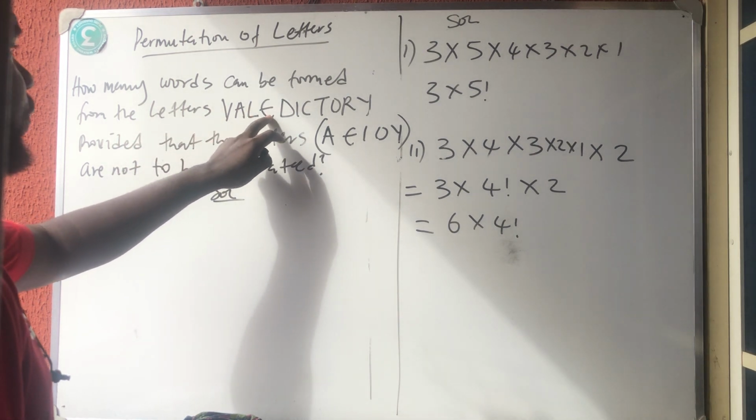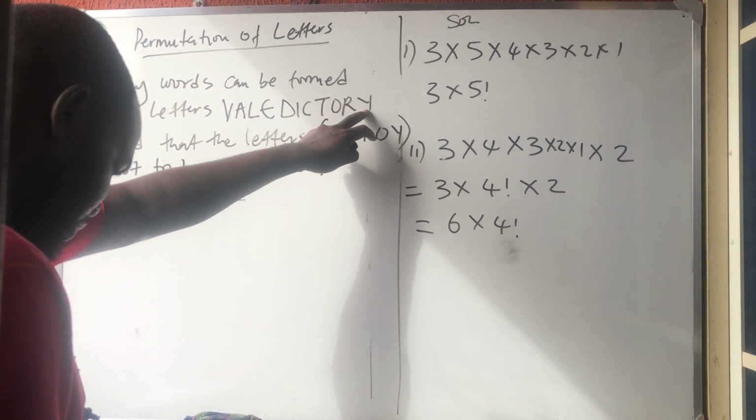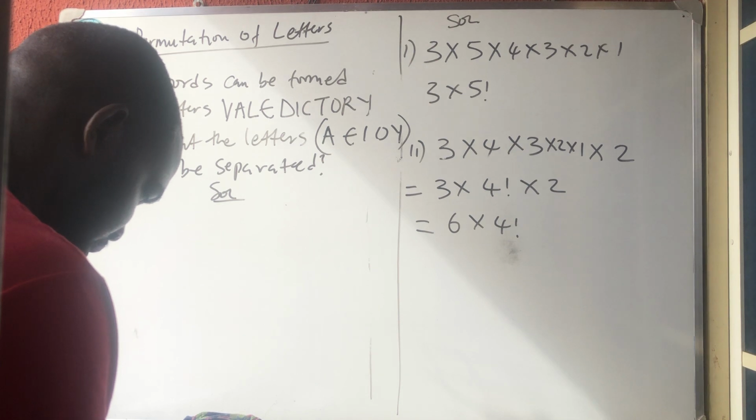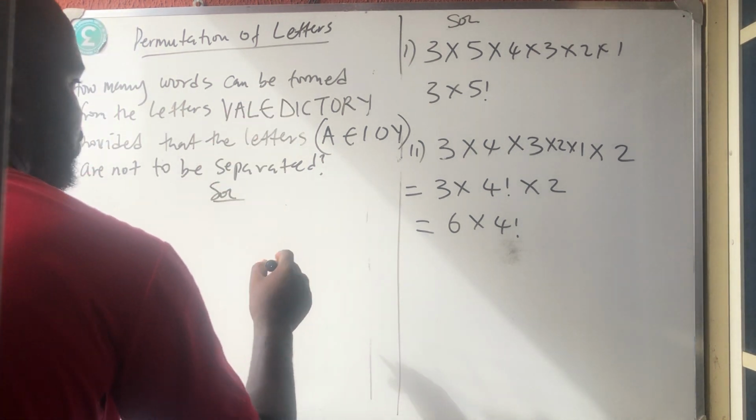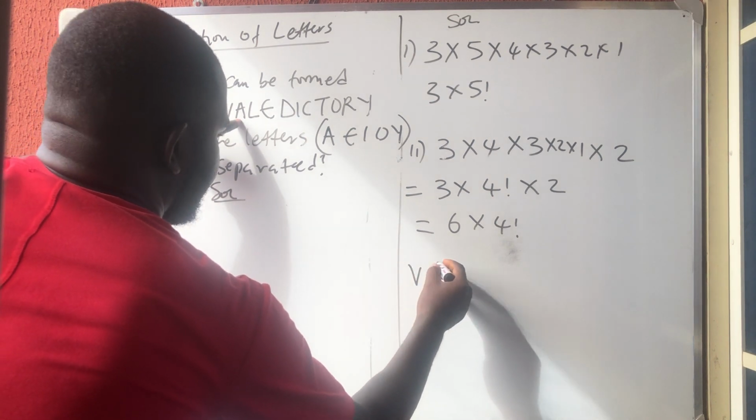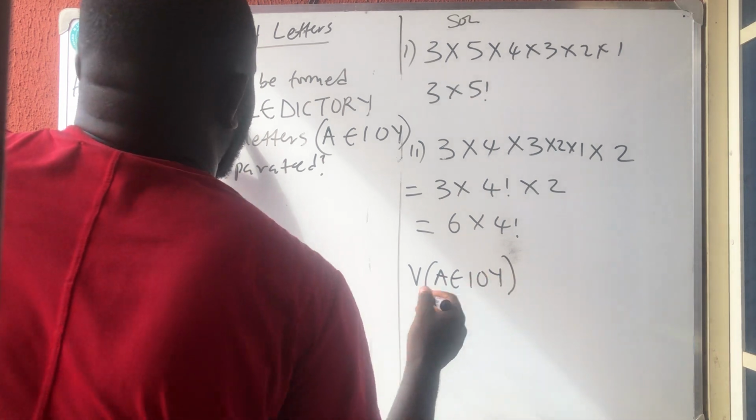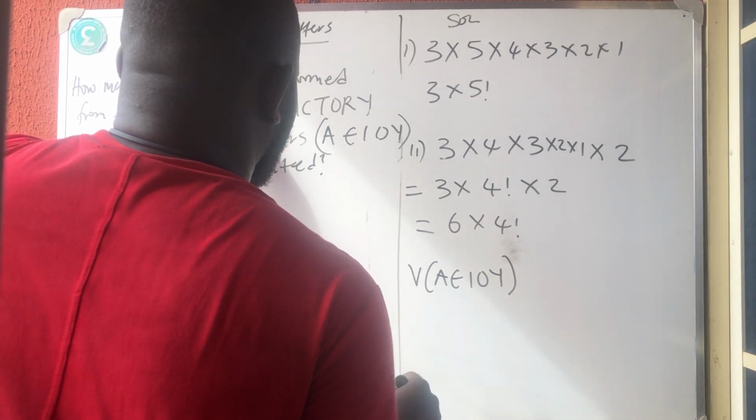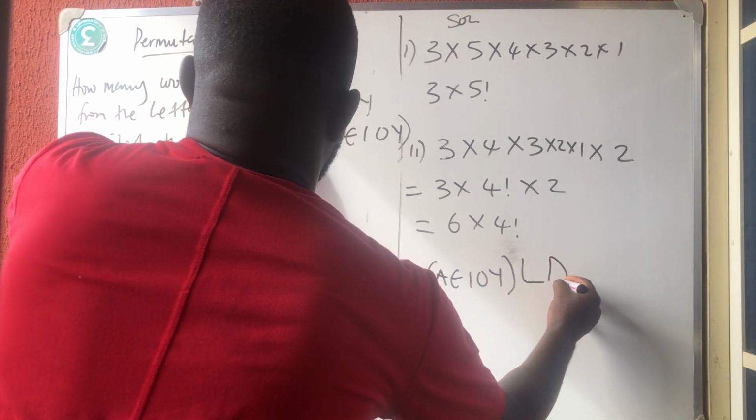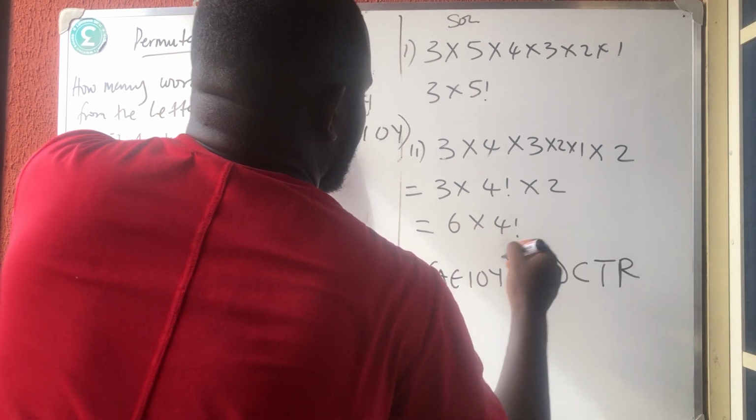1, 2, 3, 4, 5, 6, 7, 8, 9, 10, 11. Okay? 1, 2, 3, 4, 5, 6, 7, 8, 9, 10. Okay, 11. So since I'm counting it as 1, let me write it out so that I will not make mistake. V, then that A, E, I, O, Y as 1. I've already written A. So L, D, C, T, R. So how many are there?